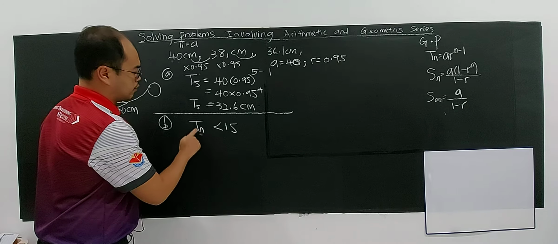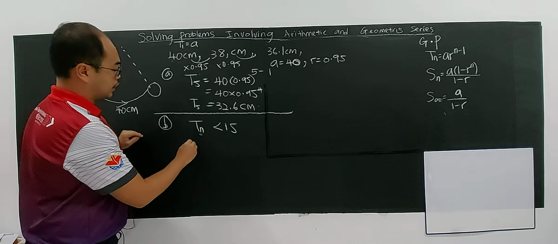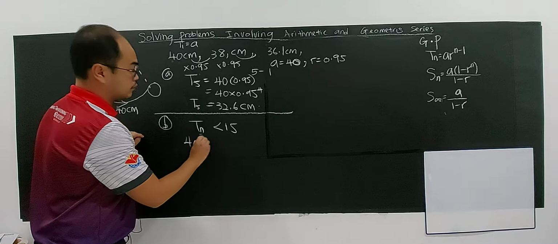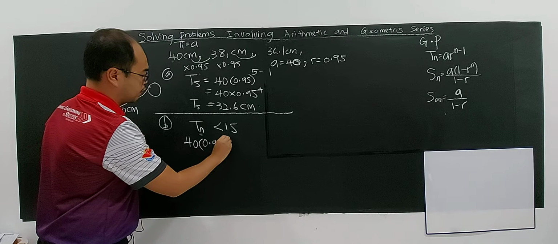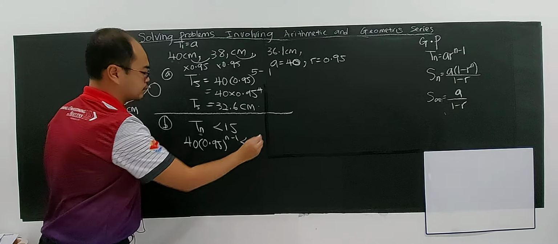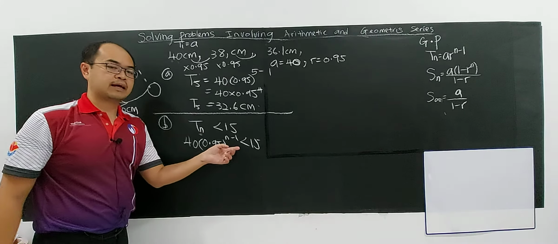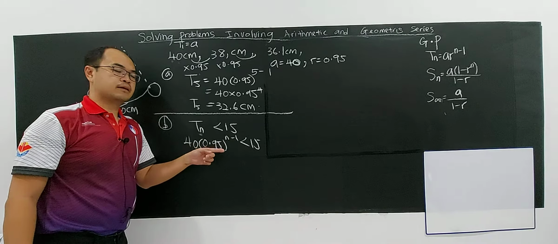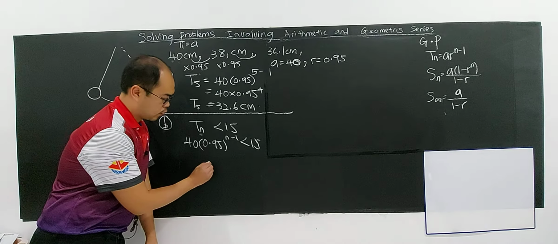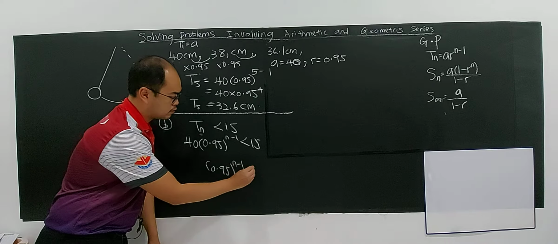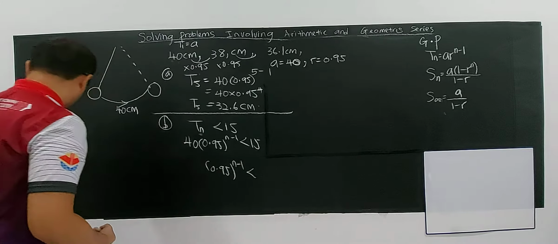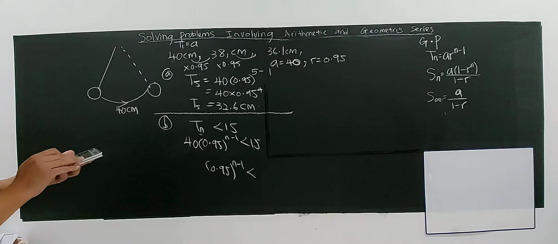So you know the formula, the a is 40, r is 0.95 to the power of n minus 1. This is what they want. Alright, when is the length less than 15? So I have 0.95 to the power of n minus 1, I take 15 divided by 40. Okay, 15 divided by 40.